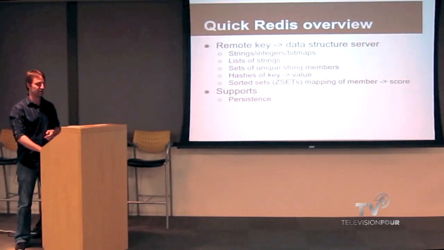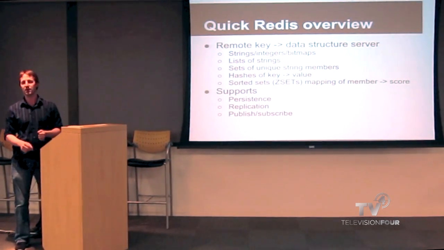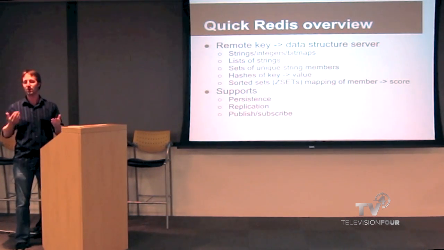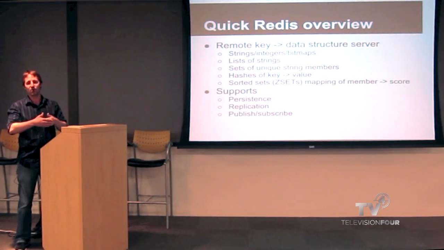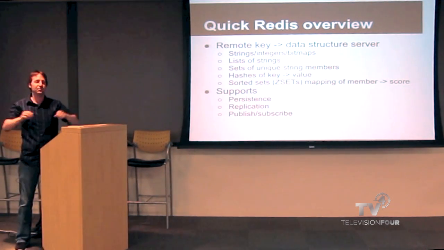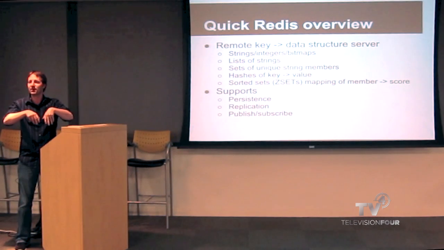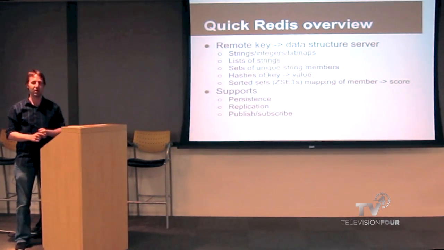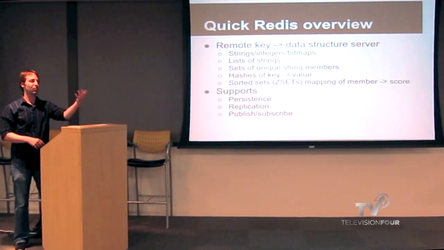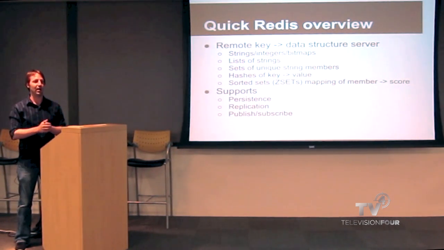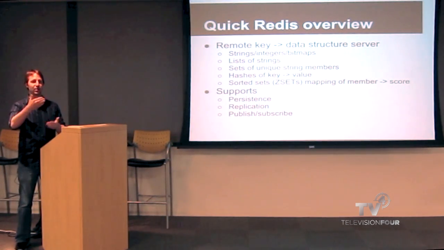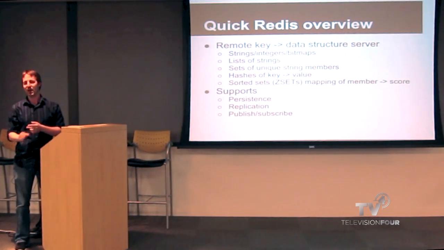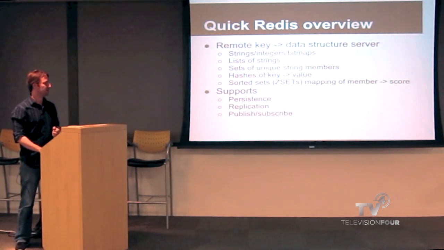Redis supports replication, so you can have multiple slaves. You can even set up slave trees, so your master doesn't need to fan out to all of your slaves. You can have a master that fans out to some slaves, which then fan out to other sets of slaves, and that just works. Redis also supports publish subscribe, so you can subscribe to a key or even a key pattern, and anyone that subscribes will receive a message when somebody publishes to that key or a key that matches the pattern that you subscribe to.